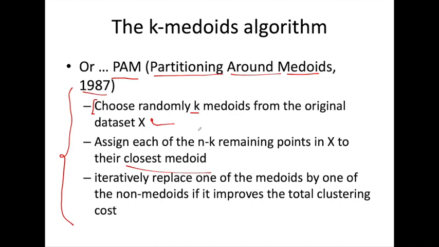So the idea is quite similar to the K-means problem, but the main difference is that in K-means the representative location is going to be the center of the cluster, which might not be a point of my data set. We probably don't have any point in that particular location.